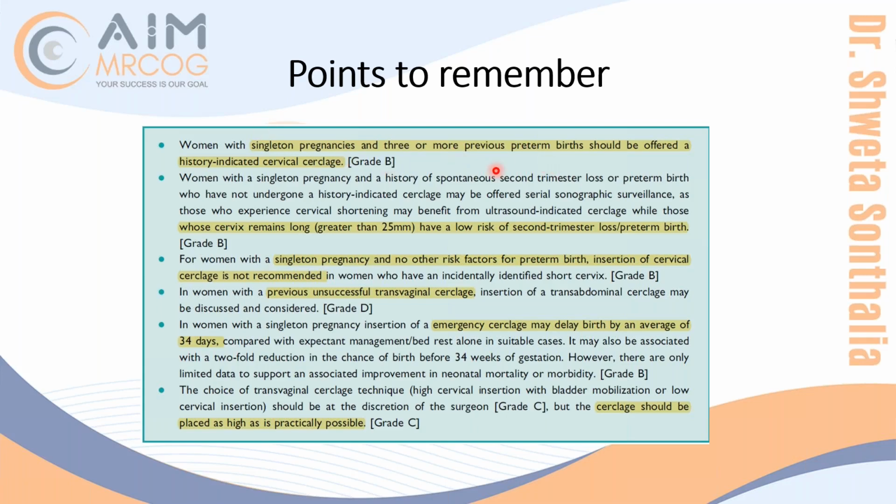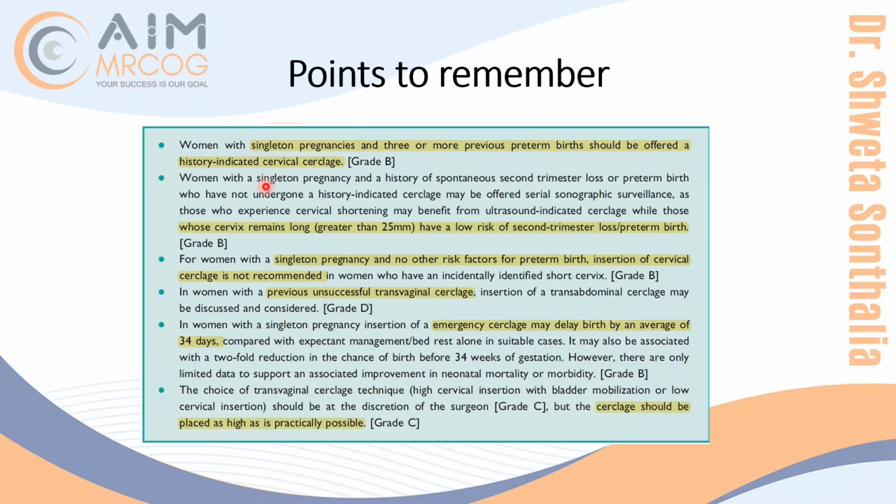So singleton pregnancy, 3 or more previous preterm, you will do history indicated cerclage. Yes, history indicated cerclage for 3 or more. Don't forget that. Make your notes. Write in one short sentence: 3 or more previous preterm, I'm going to do history indicated cerclage. So write it.